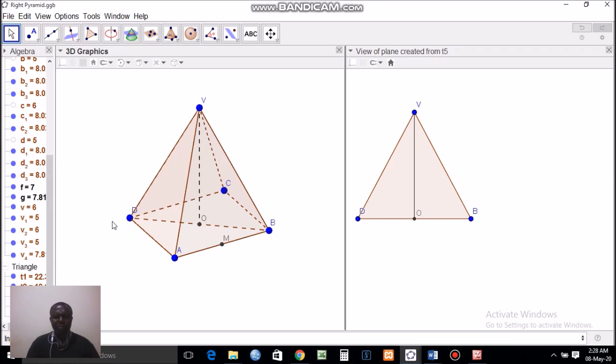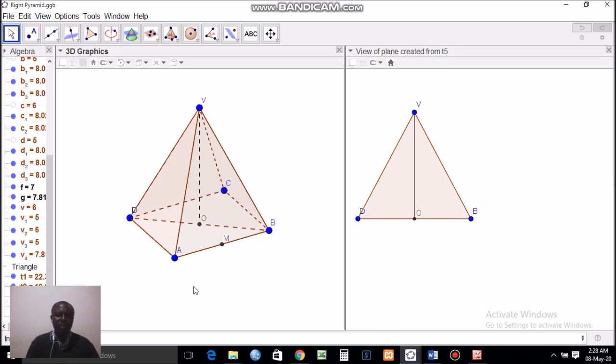In the pyramid, there are several plane figures, you know. We have the base as a plane figure, we have DAV as a plane figure, we have ABV as a plane figure, we have several plane figures within this pyramid. So which of those plane figures contains DV? You know, look at it keenly.